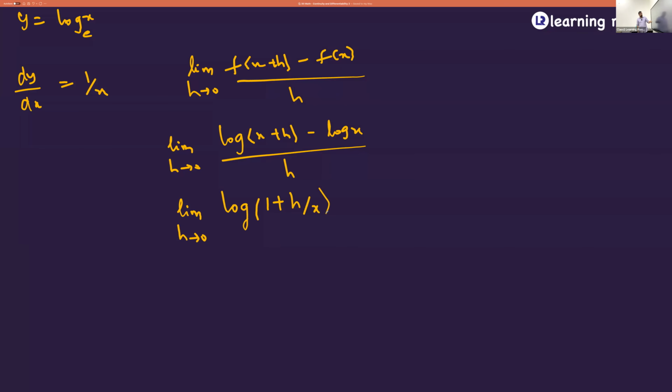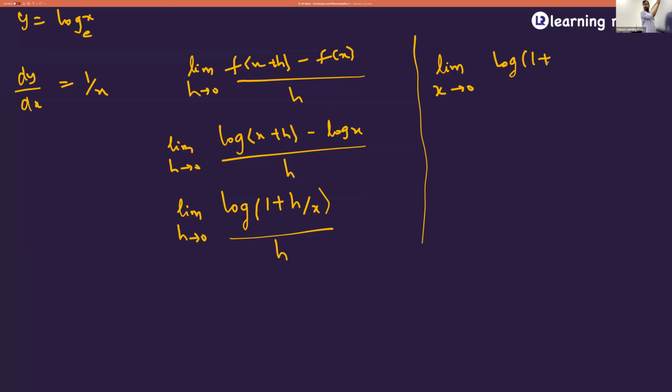X and x got cancelled. You have h by x, the whole divided by h here. There is a property from limits of your 11th standard. It says something like this: limit x tends to 0, log of, can someone complete it? Come on. 1, correct. 1 plus, correct. The whole divided by, how much is this? Correct.